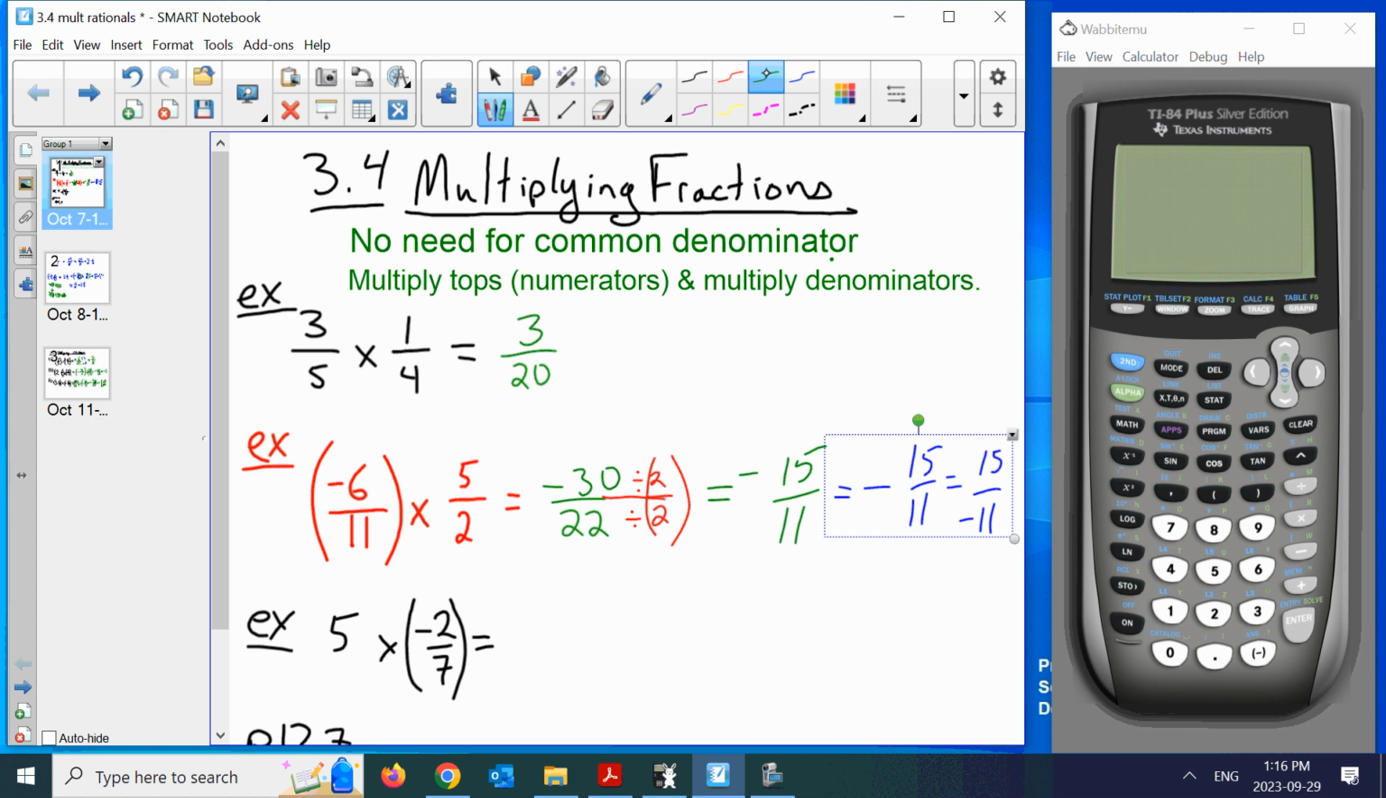The next one. What about 5 times negative 2 over 7? You don't have to rewrite it, but as long as you're thinking that this is really 5 over 1, you don't have to put the word.